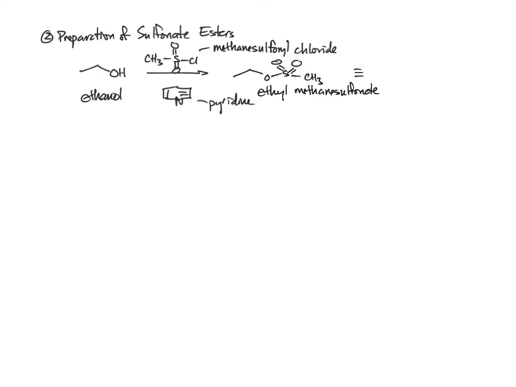So organic chemists are fond of using abbreviations. So this would actually be abbreviated MS. This part of the molecule here, that's what this MS stands for. So OMS, that's a good leaving group. OH is not a good leaving group. But what is the mechanism by which this happens?